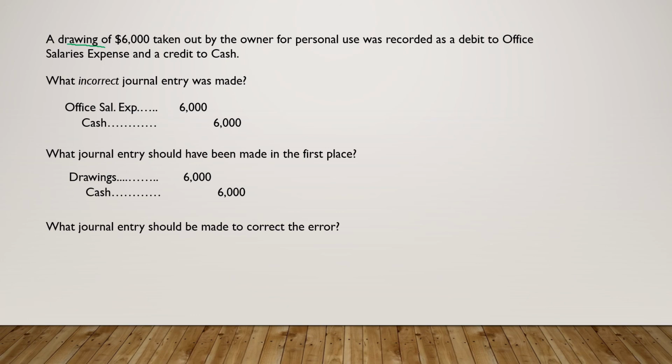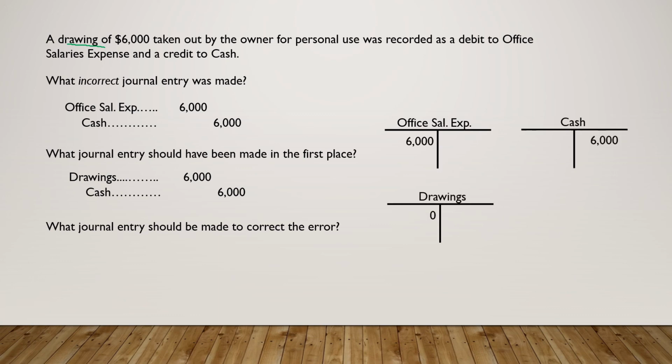To further examine the impact of the error and how to correct it, look at the T accounts. Right now, office salaries expense has a $6,000 debit that it should not, and drawings has a $0 balance when it should have that $6,000 debit. To correct, we need to move that debit from office salaries expense to drawings. So we'll debit drawings and credit office salaries expense. This entry will put a $0 balance in office salaries expense and a $6,000 debit balance in drawings.